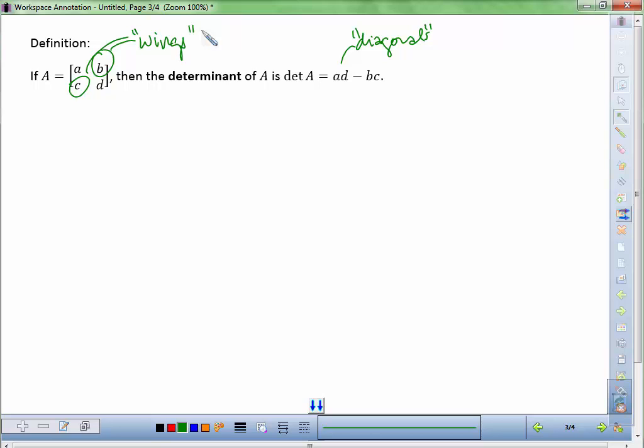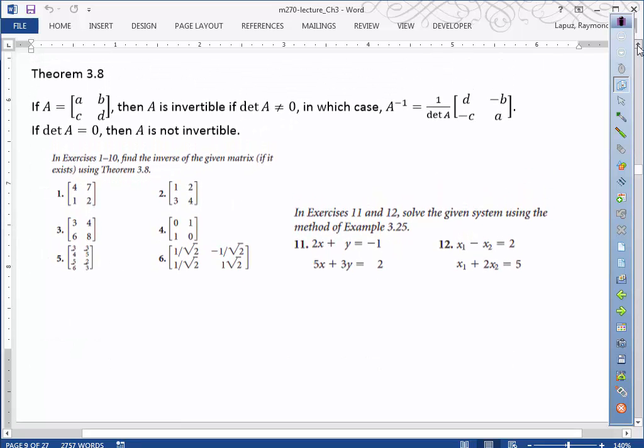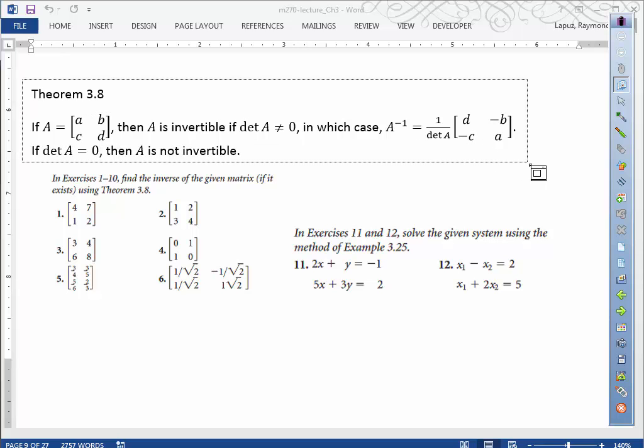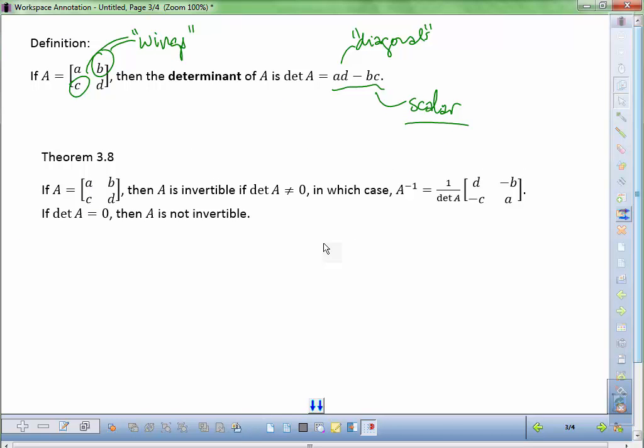So the determinant is, it's important to note that the determinant is a scalar. A, B, C, D are scalars, and so the computation, multiplication, and subtraction will result in a scalar. And it turns out that the inverse of a 2x2 matrix is related to this determinant. So stated as a theorem, the inverse of this is going to be the reciprocal of the determinant, 1 over the determinant, times, and here you switch the diagonals and negate the wings, now that we know what diagonals and wings are.